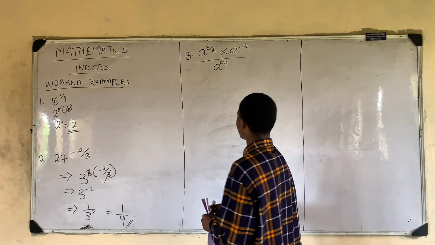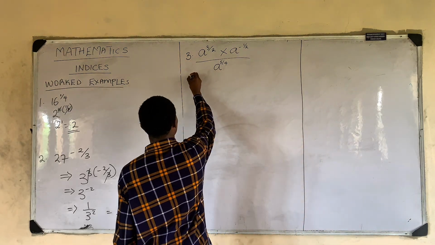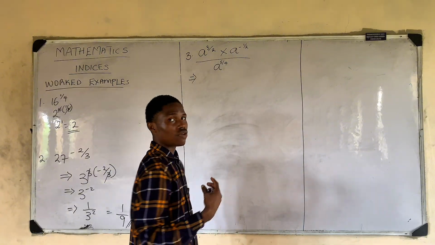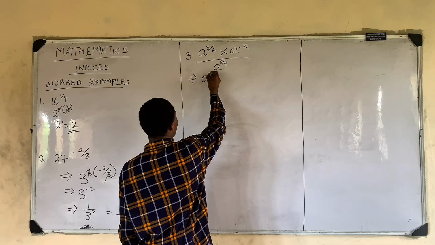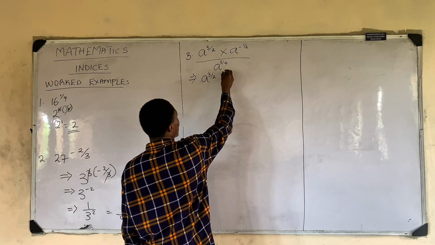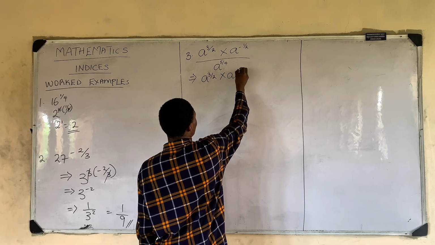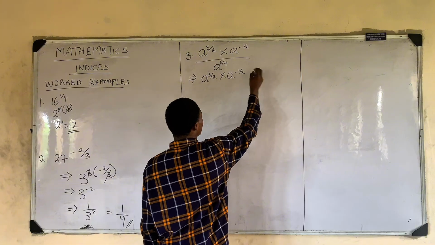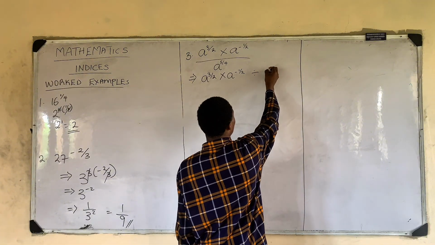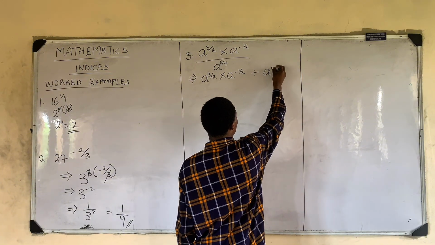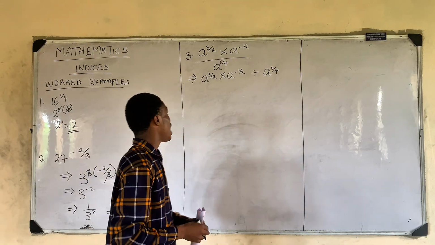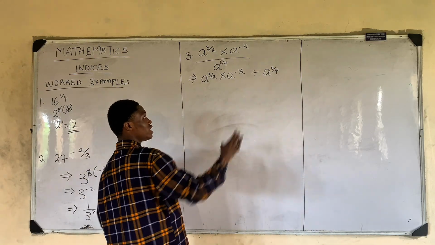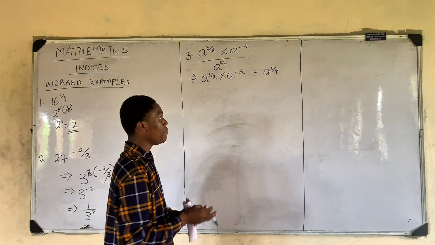So let's simplify it. Remember, their base numbers are the same, so we are going to follow the trend. Now we have a to the power of 3 over 2 times a to the power of minus 1 over 2, divided by a to the power of 5 over 4. This is what I'm expecting you to do. At this juncture, let us bring them together because they are in the same base.